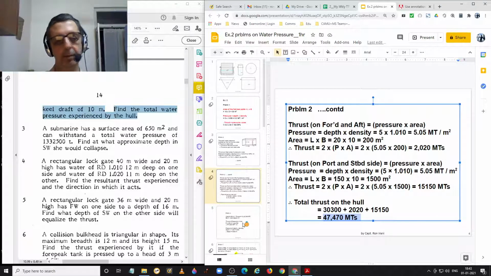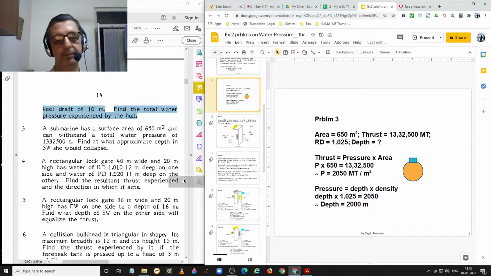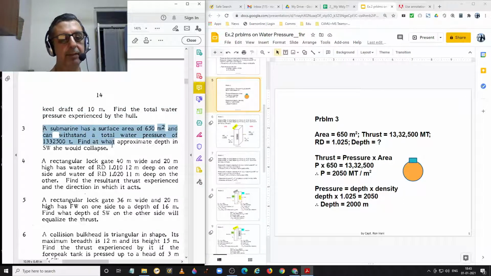Going on to problem number 3 now. A submarine has a surface area of 650 square meters and can withstand a total water pressure of 13,32,500 metric tons. Find at what approximate depth in salt water she would collapse.